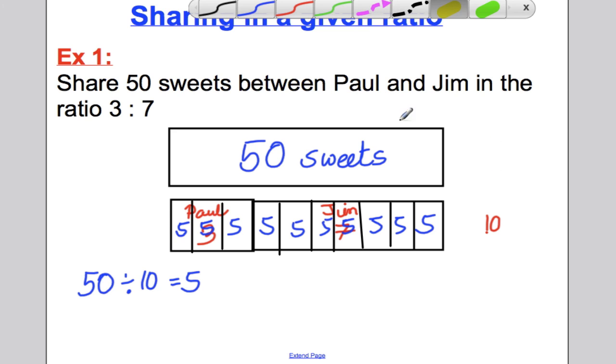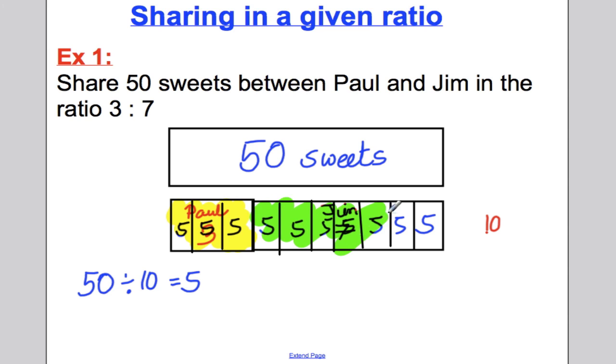Now, how much does Paul get? Well, Paul only gets 15 of the sweets. And how much does Jim get? Well, Jim gets 5, 10, 15, 20, 25, 30, 35. So our answer at the end, the way we'd write it down, we would say Paul to Jim, and we would say 15 to 35 is our answer. And that would be it.